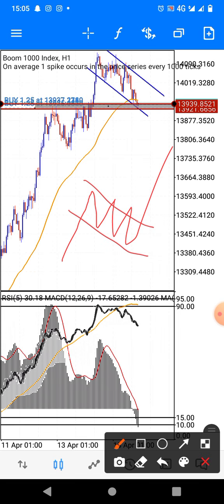We still have a spike again. We just have another spike. So I'll go down to the smaller time frame and show you guys.